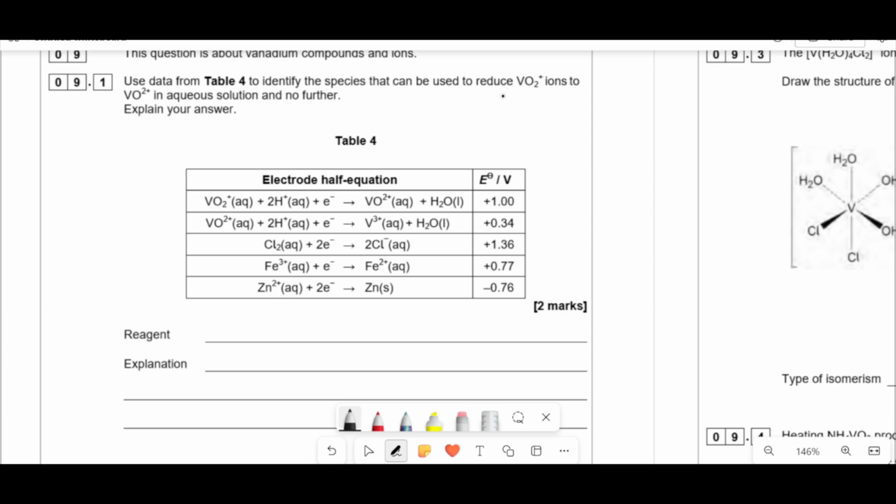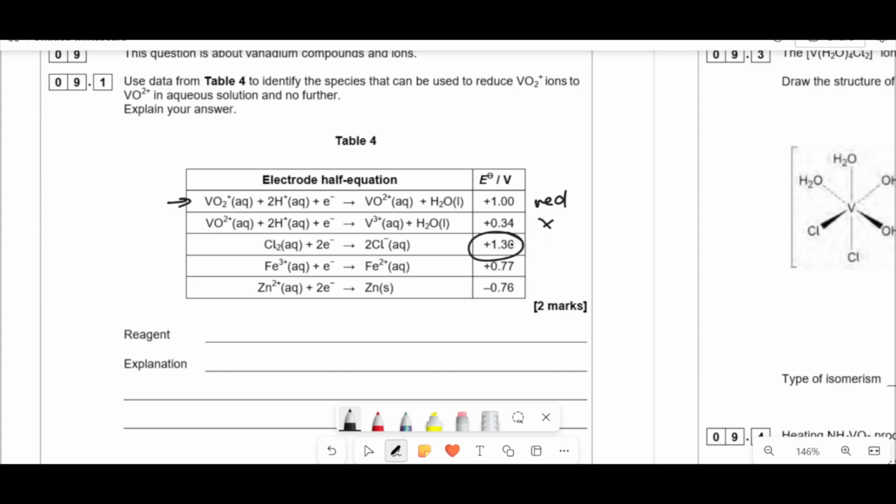So let's see. We're reducing it, so we're adding electrons to this. So that has to be on the left. So it's got to be here, right? Now, if we're going to reduce this one, we've got to pick something that oxidizes it and doesn't go any further. Something that gets oxidized. So the only thing that's going to be oxidized is what's more negative than this. But then the problem is that you'll end up getting this. We don't want that. So that one's out.